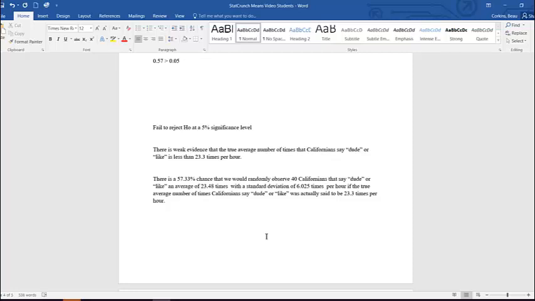Times per hour, if the true average number of times Californians say "dude" or "like" was actually said to be 23.3 times per hour. Again, times per hour is the units there. The difference in the interpretations here between what we were doing in proportions and what we do in means is that it's not percentages anymore. Everything has context, units, and that's what we focus on the most: our units.